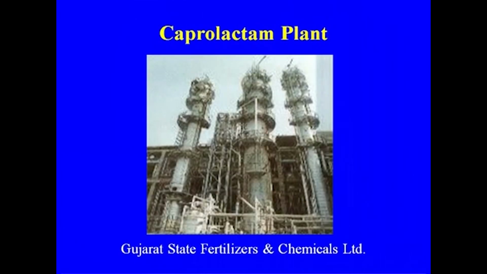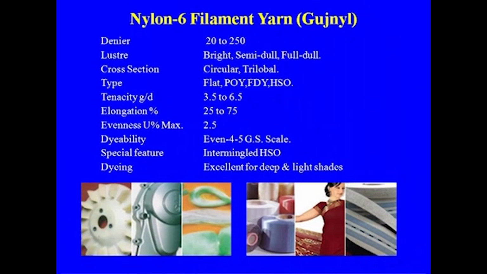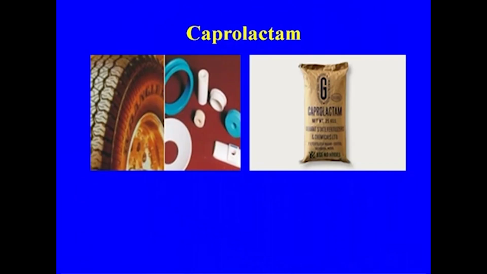This is the caprolactam plant of the Gujarat State Fertilizer and Chemicals Complex at Vadodara unit, and this is the nylon fiber unit of Gujarat State. And these are some of the products, nylon 6 filament yarn, and the applications of nylon 6. This is the required denier that I discussed while discussing the introduction of polymer elastomers; denier and tenacity are very important measurements of this yarn. Another application is that one of the major users is the tire car industry, and these are the other products that you are getting.